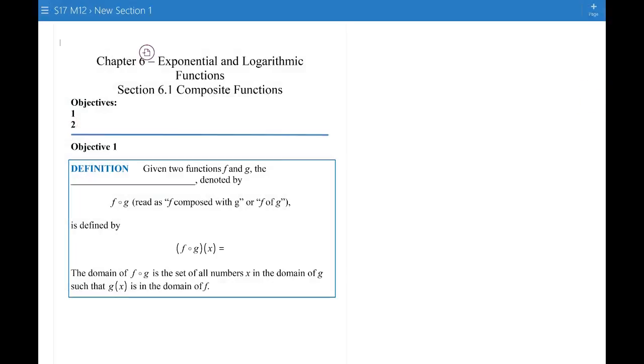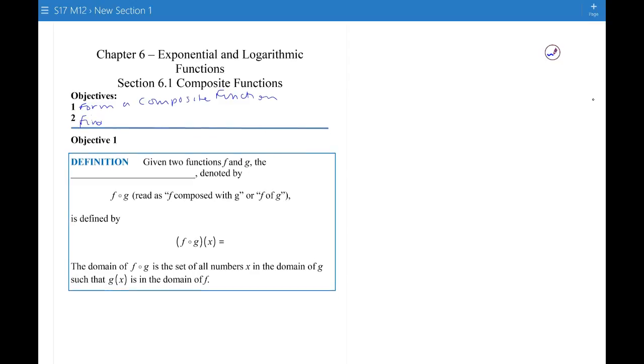So this is the beginning of Chapter 6, Exponential and Logarithmic Functions. So we're going to start out by talking about composite functions because this is the topic that both of these two fit into. And a composite function is a specially made function. So we're first going to talk about how to form a composite function. And then we're going to talk about how you find the domain of a composite function.